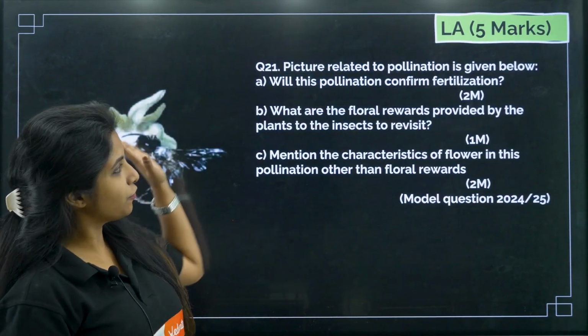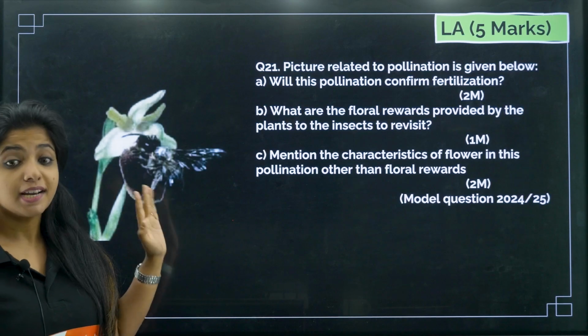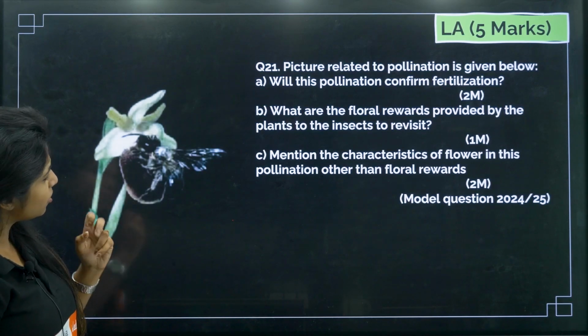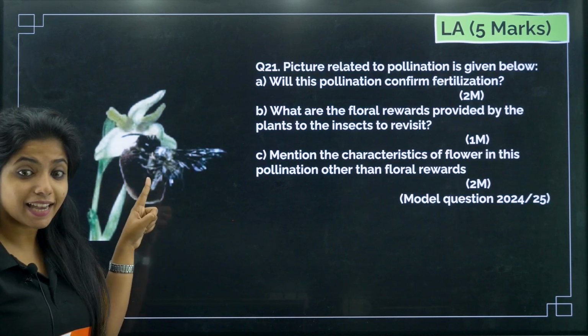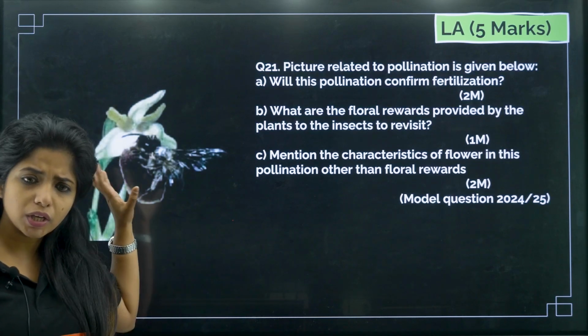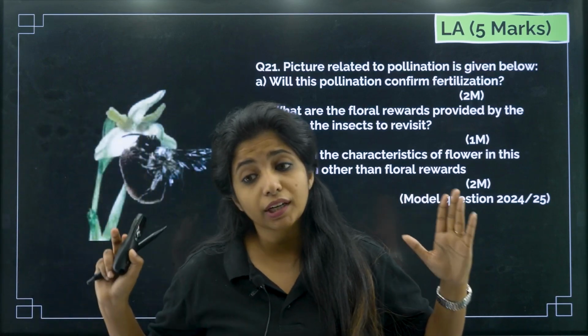Now let's move on to the 5-marker question. So picture related to pollination is given below. This is the picture. Analyze the picture really carefully. There is a plant, there is something like flower or something like that, and there is an insect, okay, a bee. So will this pollination confirm fertilization? Do you think that this type of pollination or any pollination, it will guarantee that fertilization will occur?